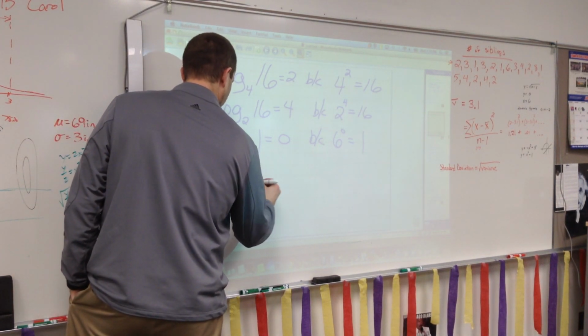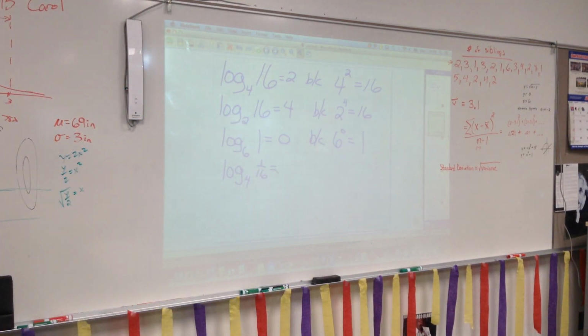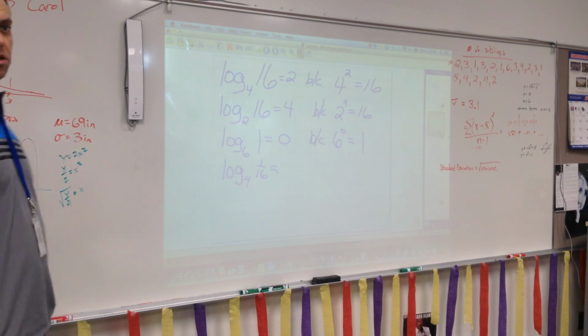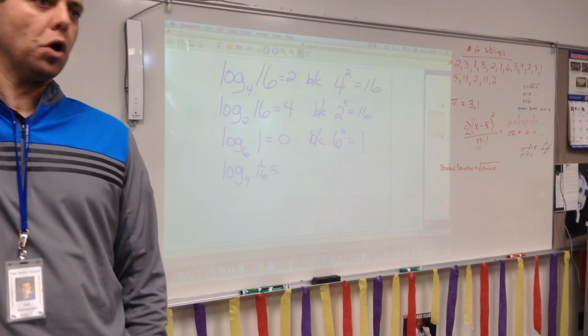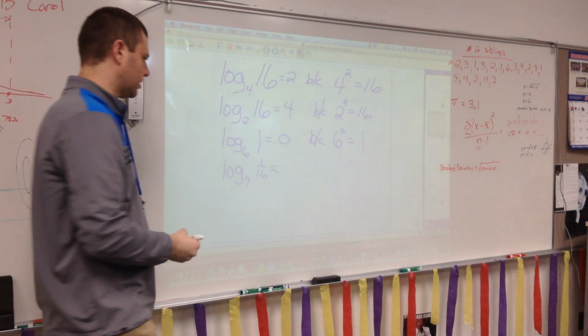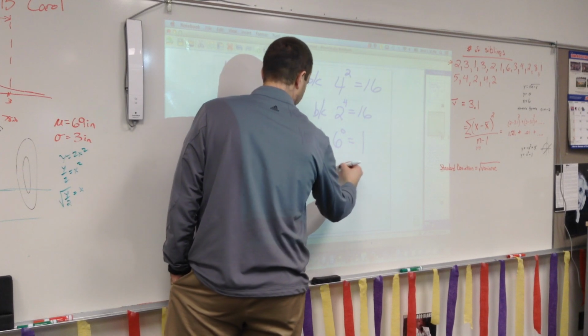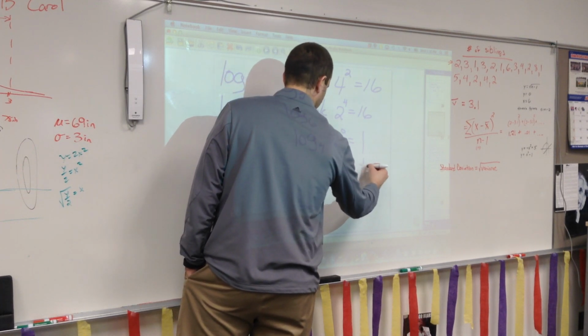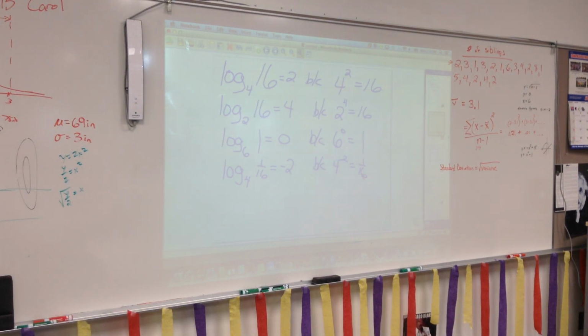Log to the base 4 of 1/16. It is -2, because 4 to the -2 power is really equal to 1 over 4 squared, or 1/16. So this answer would be -2, again because 4 to the -2 power is 1/16.